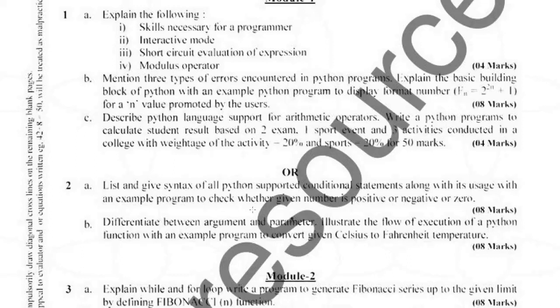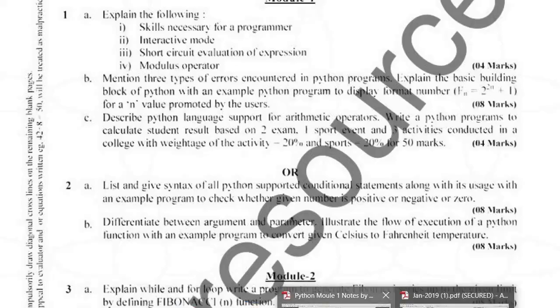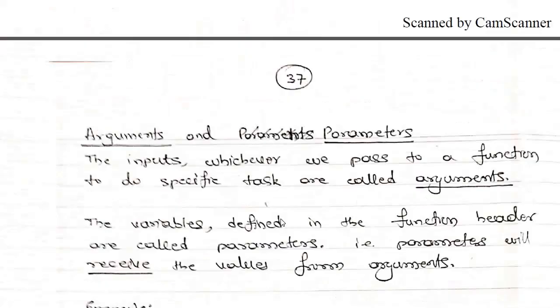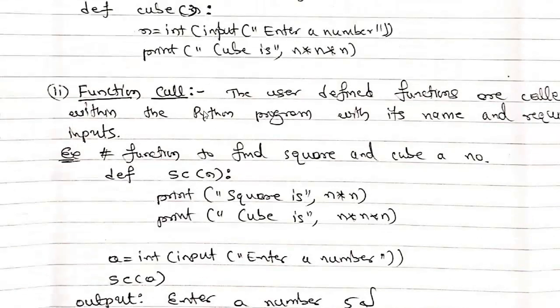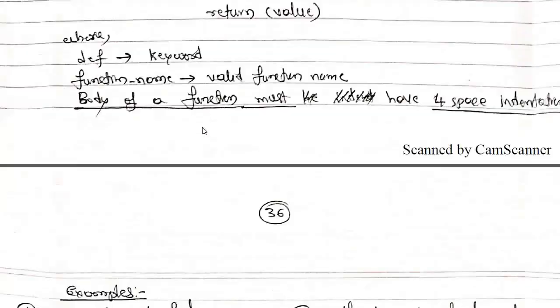Argument means input, parameter means input. Inputs are also called arguments and parameters. But there is a difference. What is that? That one I will explain to you. Now look at all these examples. I am passing A to this function. A is the argument. This function is receiving the value. This is a parameter. A is the argument, N is the parameter. Look at the other example.